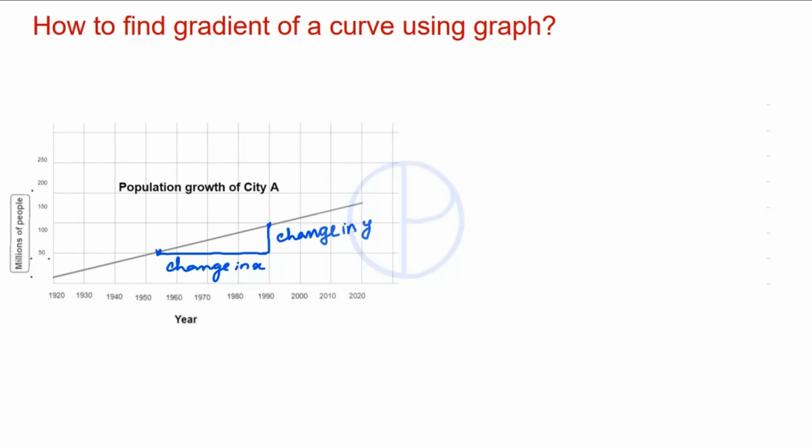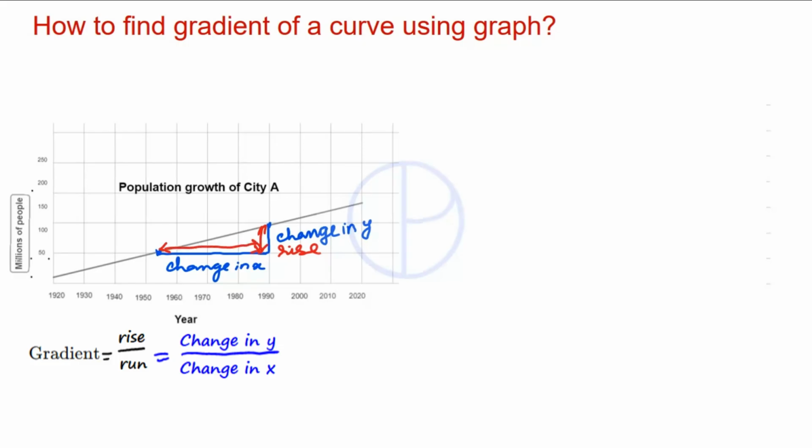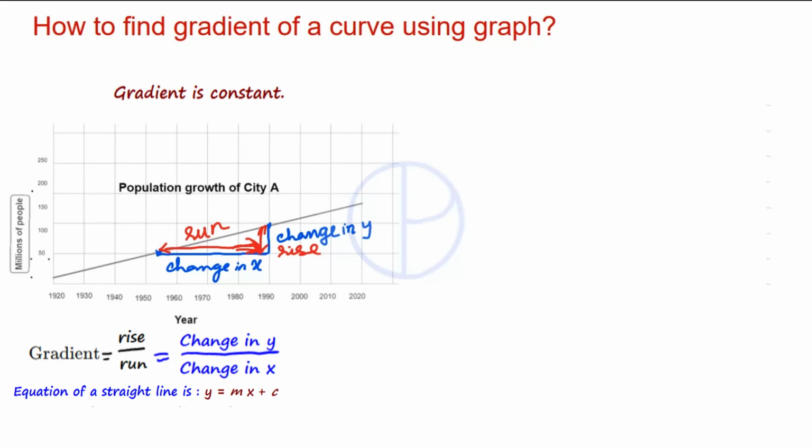So for a straight line, the gradient is rise over run, which is nothing but change in y divided by change in x. So this is rise, and from here to here it is the run. For a straight line, you can choose these two coordinate points anywhere on the line. For a straight line, the gradient is constant. And I hope you remember the equation of a straight line, which is y equals mx plus c. Here this m represents the gradient, otherwise known as the slope of a straight line.